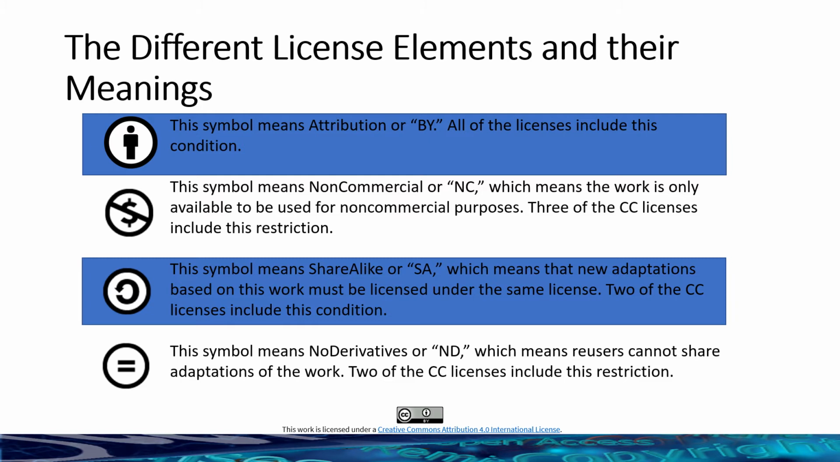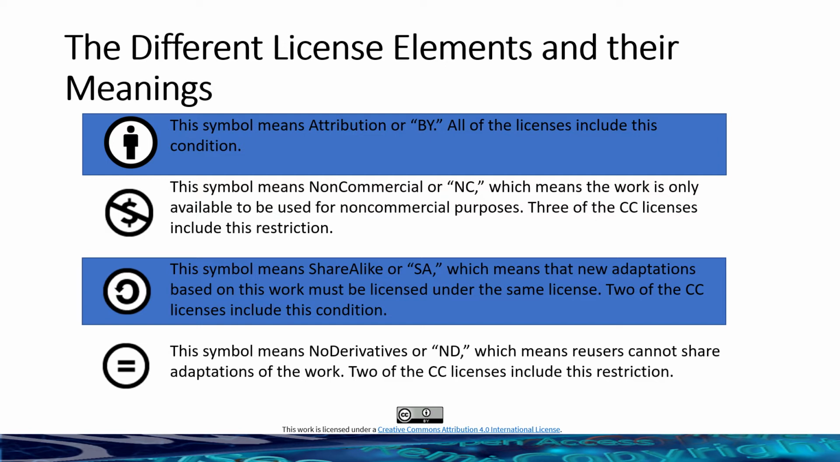And finally, the equal symbol, the final symbol on the bottom. This symbol means no derivatives, which means reusers cannot share adaptations of the work. 2 of the CC licenses include this restriction. They can share the same work, but they cannot create a new version of it, and they cannot share new derivatives of it.